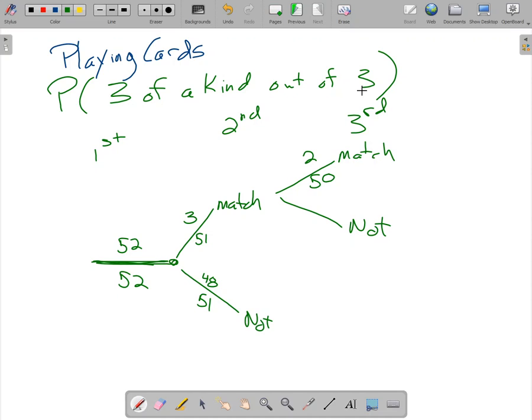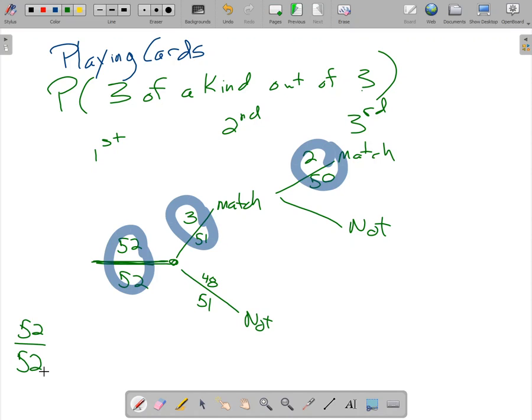Can we figure out the probability now? The answer is yes. It's the product of the probabilities along the way, which are the fractions I was building. Written out, I've got 52 over 52, which will reduce quite nicely, times 3 over 51, times 2 over 50. I could just multiply straight across the top and the bottom. That would tell me the total possible 3-card hands, and how many different ways you can get 3 of a kind out of the deck. So I usually do it both ways.